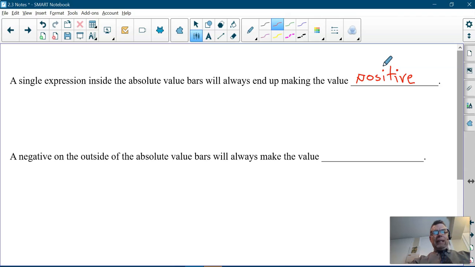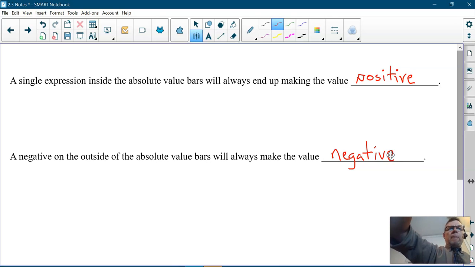All right. And then question number 2. A negative on the outside of the absolute value bars will always make the value. Well, let's see, if it's on the outside of the absolute value bars, the absolute value bars are going to make a positive. So then a negative on the outside is going to turn the positive into a negative. It will always make the value negative. I think that's pretty clear if-then type of thinking. If there's a negative on the outside, your answer is negative.